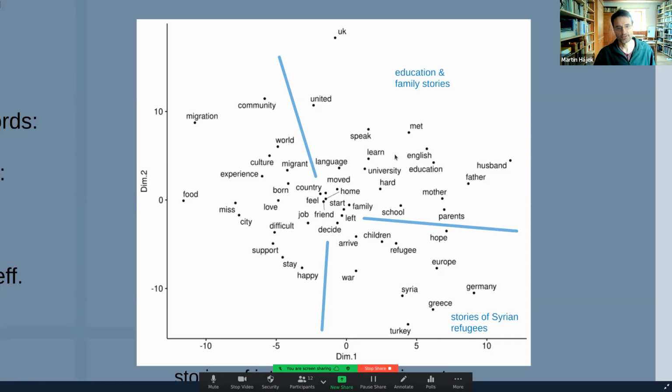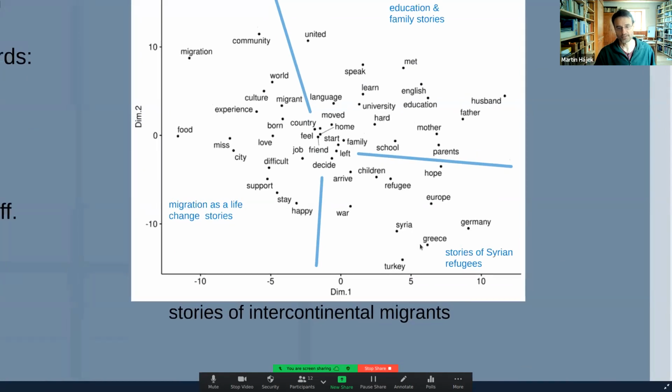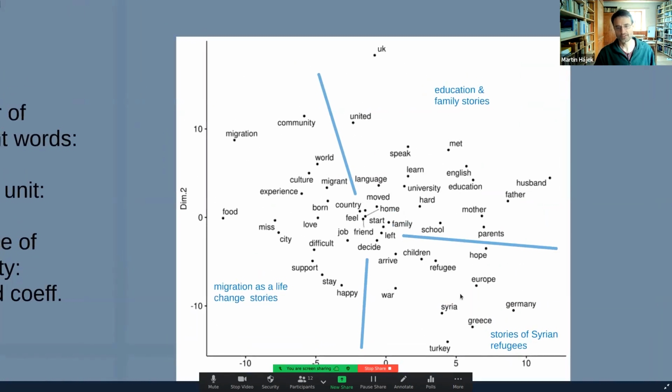Speaking English is also education, language. And the third is the rest, migration as a life change stories. It's general migration stories, nothing specific. So we can say that we have stories about Syrian refugees in intercontinental migration. It means going from one continent to another continent.